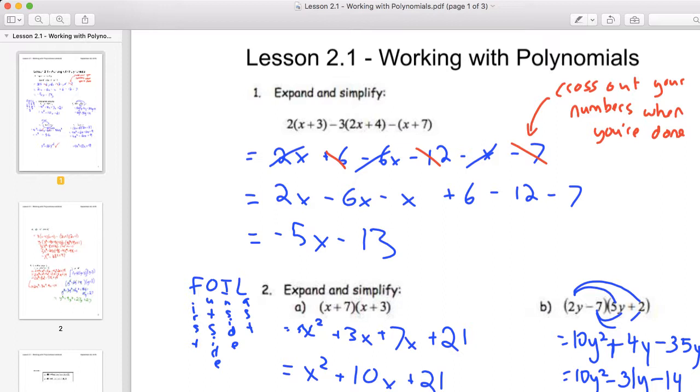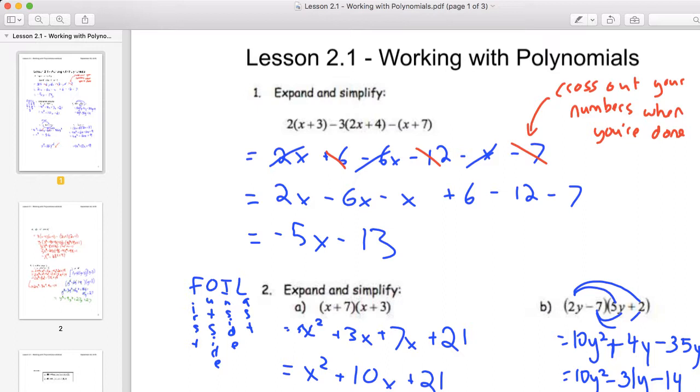a 2 times 3. So 2 times x becomes 2x in our first line. It's kind of crossed out already, but that step will come later. So we have 2 times x to make 2x. We have 2 times 3 to make 6. And then we move on to the next one.